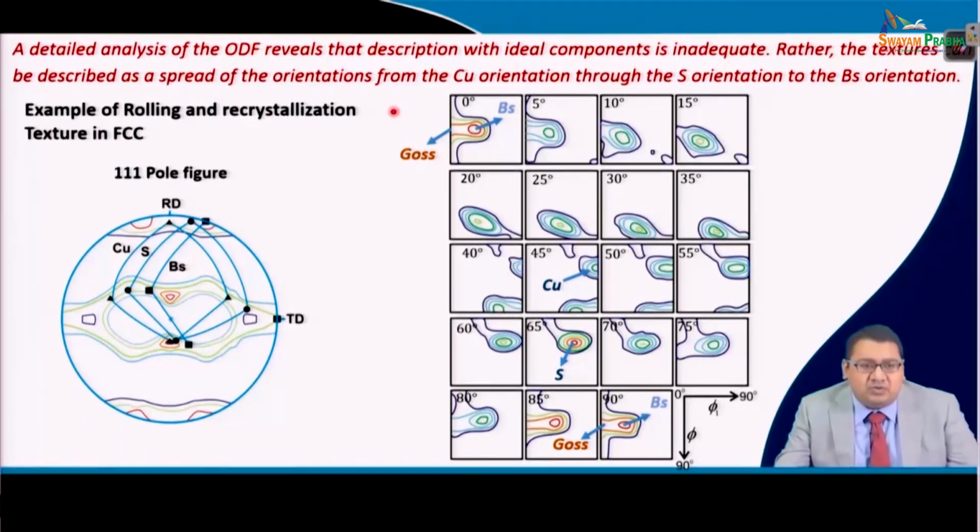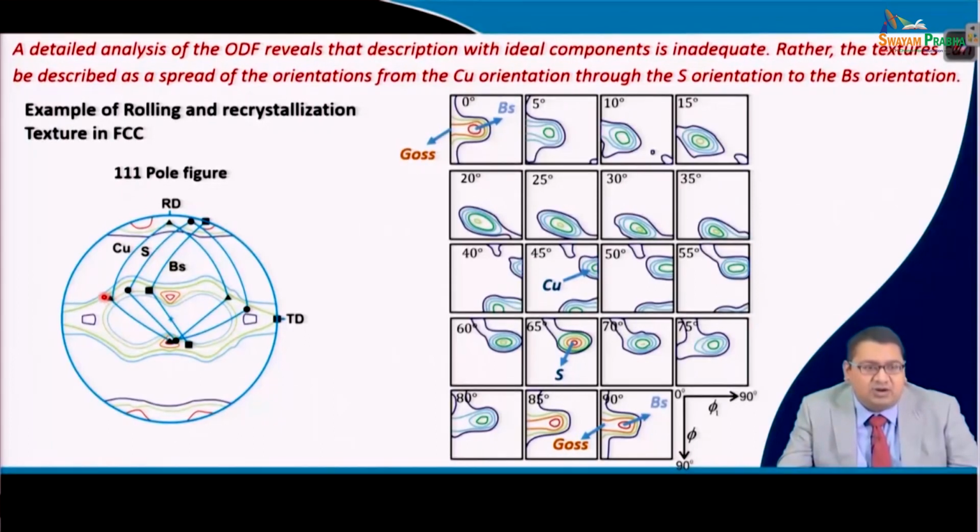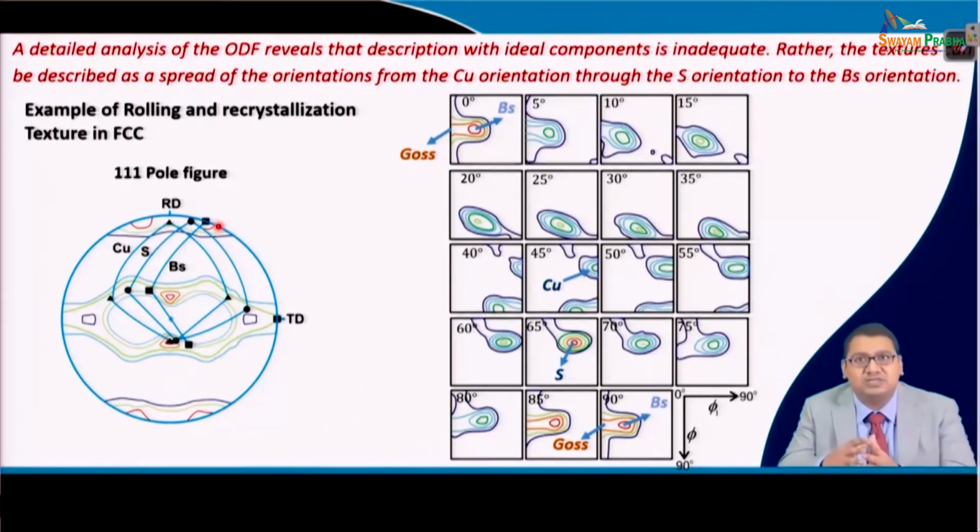For example, we usually use the example of roll samples, and in this case I will take the example of face centered cubic material being rolled and being recrystallized. So, maybe warm rolling has been carried out. Usually face centered cubic material we consider, say, medium to high stacking fault energy material, which could produce general components like copper components, S components and the brass components. If we look into the 111 pole figure, we have seen earlier that it shows the positions of the copper, S and brass components, which are coming multiple times because of the symmetry of the cubic crystal, of course, and we will learn about this in the next lecture.